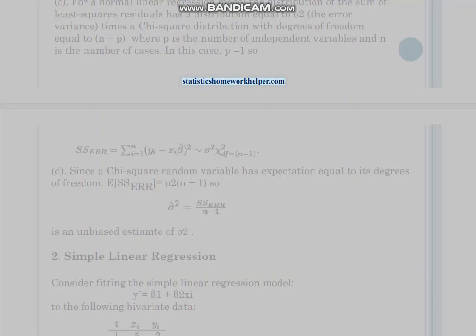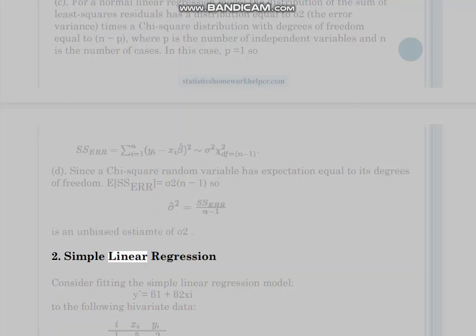D. Since a chi-square random variable has expectation equal to its degrees of freedom, the expectation of the residual sum of squares equals sigma squared times (n minus 1), so the residual sum of squares divided by (n minus 1) is an unbiased estimate of sigma squared.